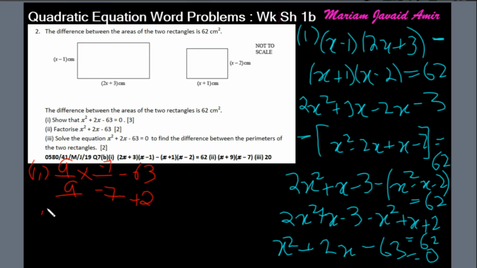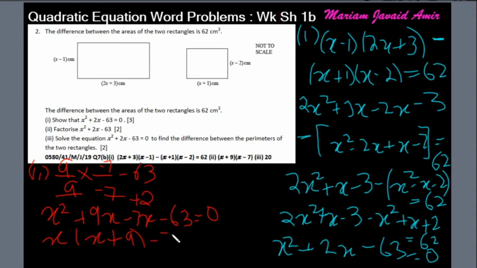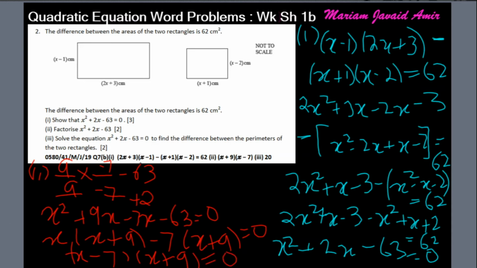So x square plus 9x minus 7x minus 63 is equal to 0. x is common, x plus 9 minus 7 is common, x plus 9 is equal to 0, and we get x minus 7, x plus 9 equals 0. So we're getting two answers. Oh, we just needed to factorize it.